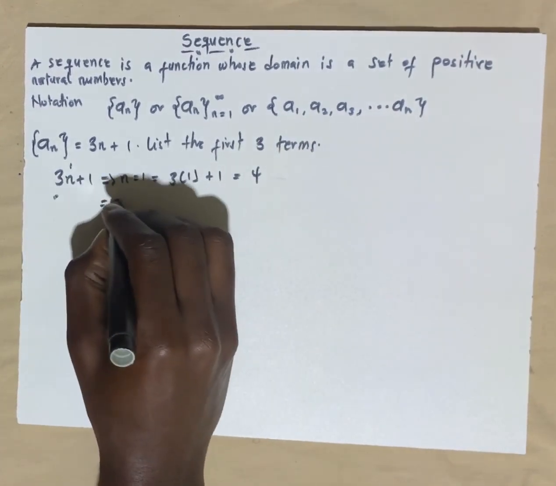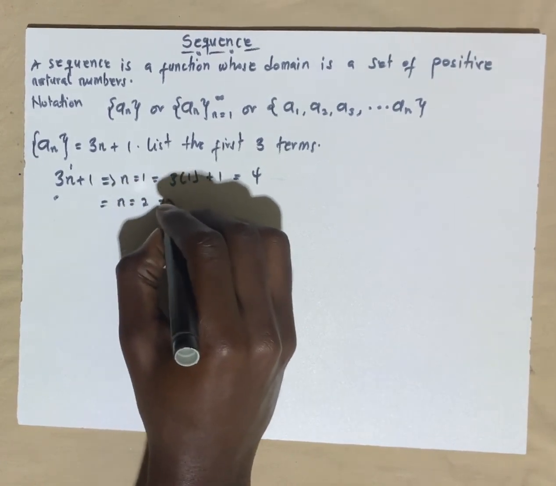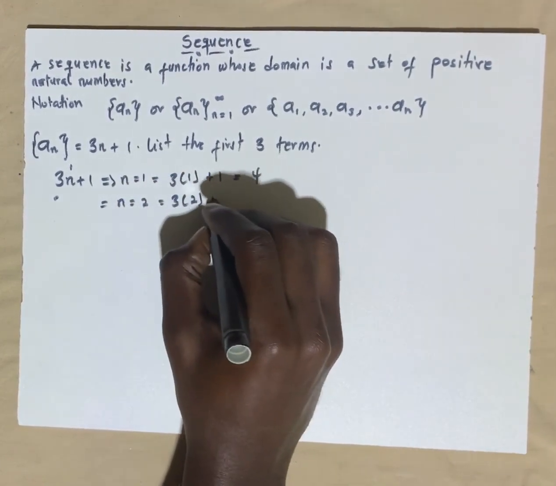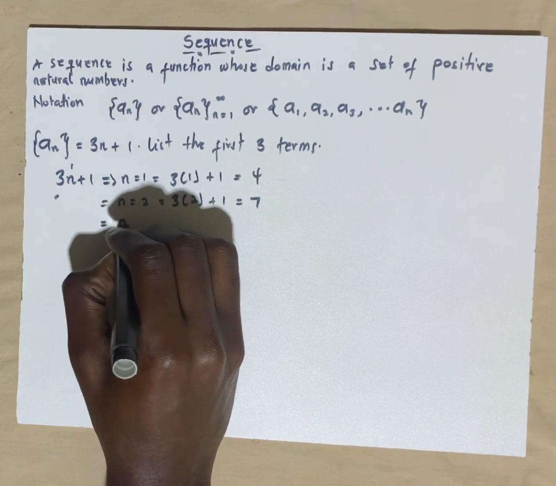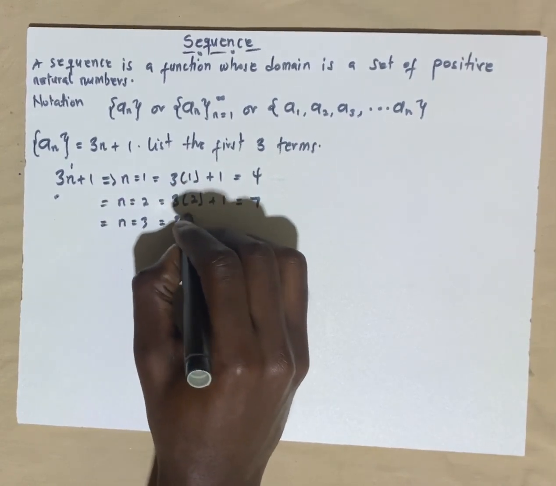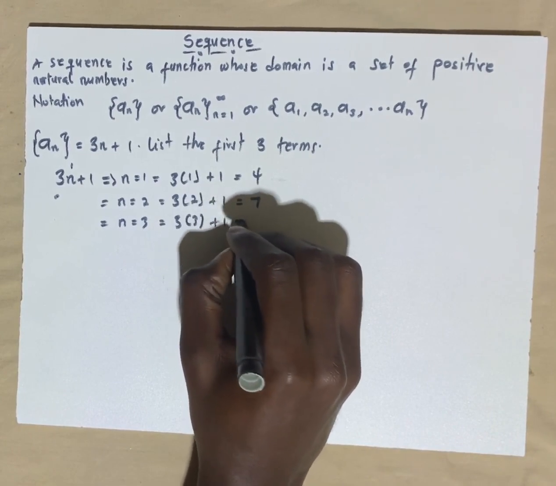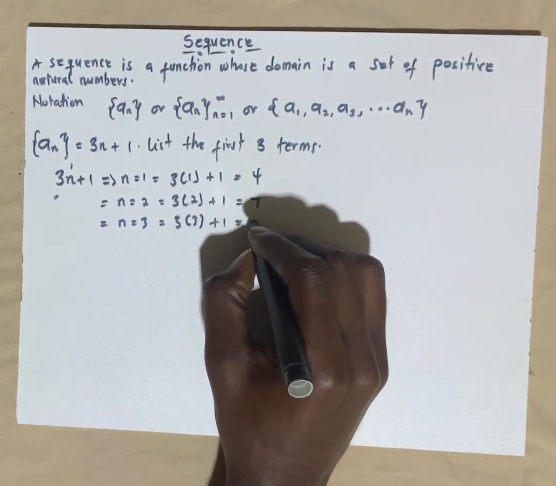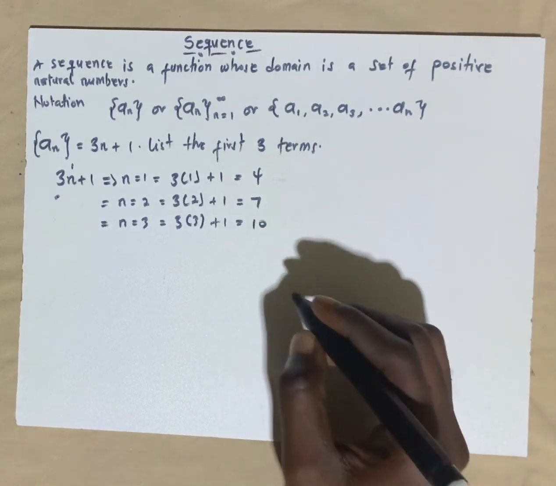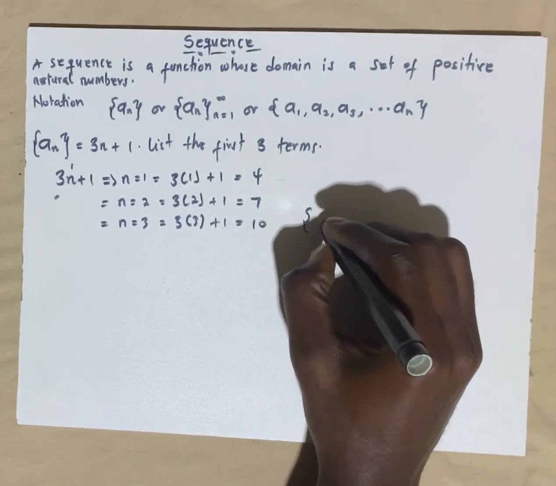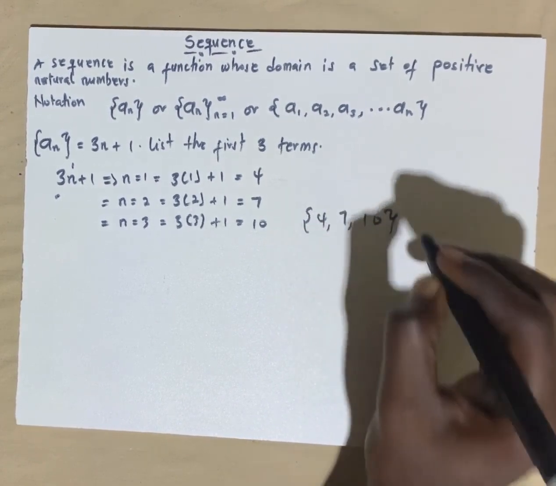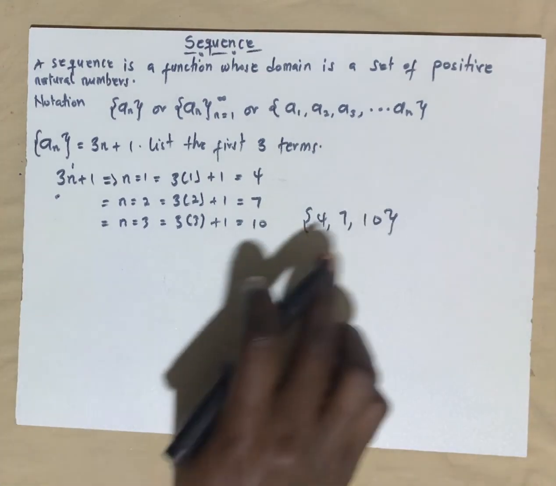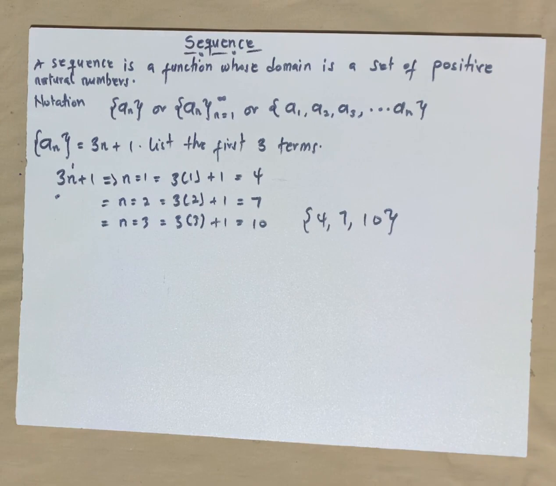Then when n is equal to 2, we are going to get 3 times 2 plus 1, 3 times 2 is 6, plus 1, which is 7. And when n is equal to 3, we are going to get 3 times 3 plus 1, which is equal to 10. Very good. So you realize that our finite sequence is going to be 4, 7, and 10. This is going to be the terms of the sequence that we are being asked to find.